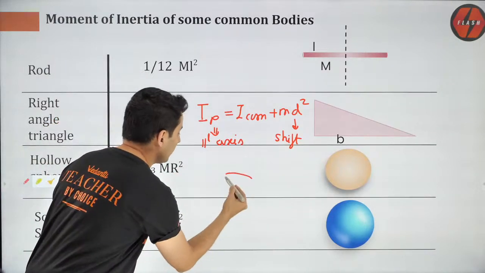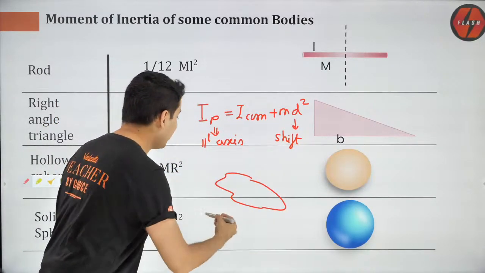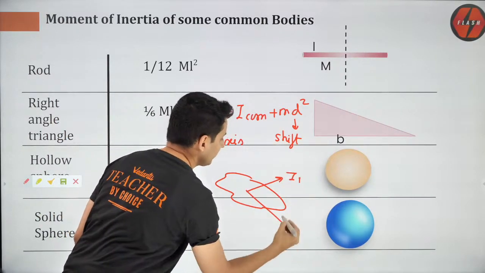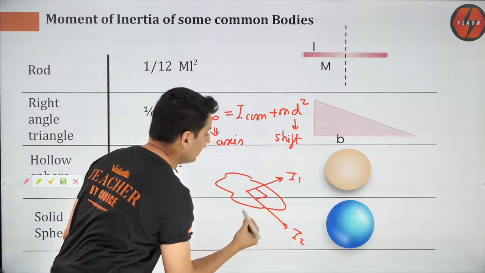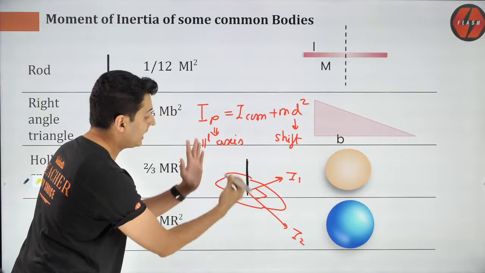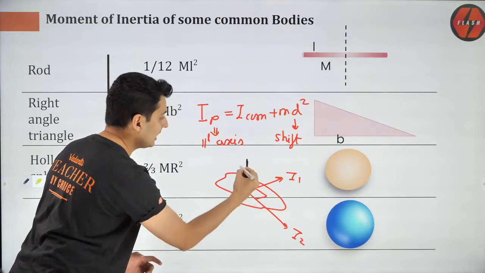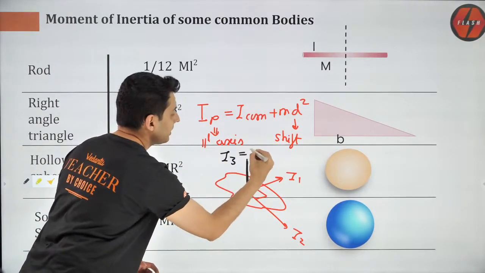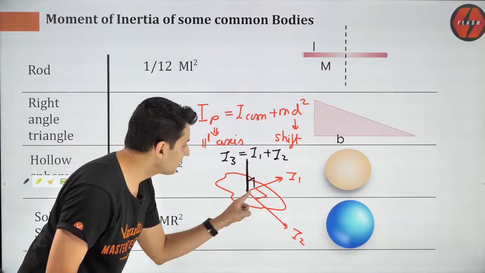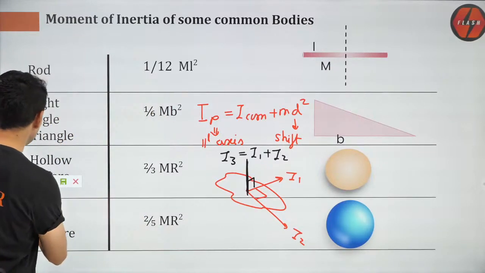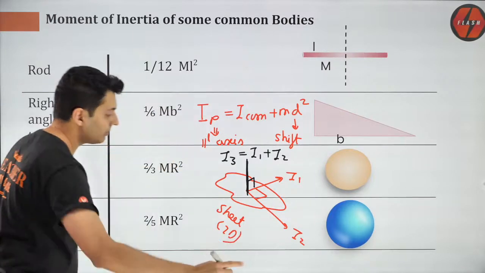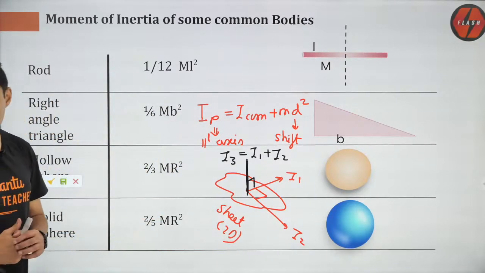And perpendicular axis theorem: if you have a plane sheet and in that sheet you have two axes, I1 and I2, which are perpendicular to each other, then the moment of inertia about another axis, which is perpendicular to that plane as well, that I3 is I1 plus I2. That is the perpendicular axis theorem. Keep this in mind, this is only valid for a sheet, or basically 2D objects.